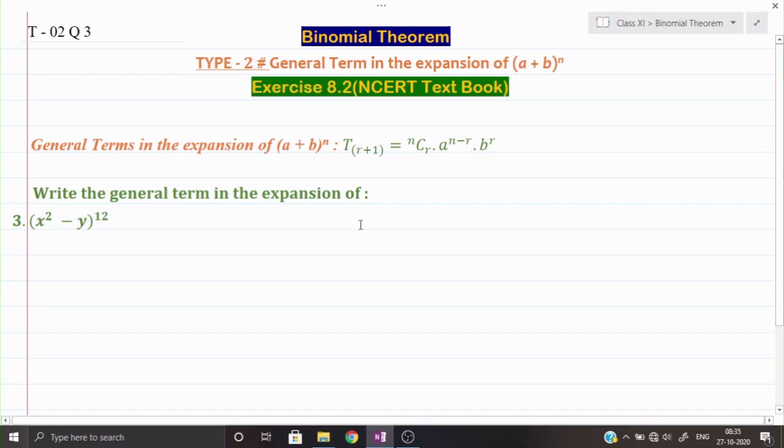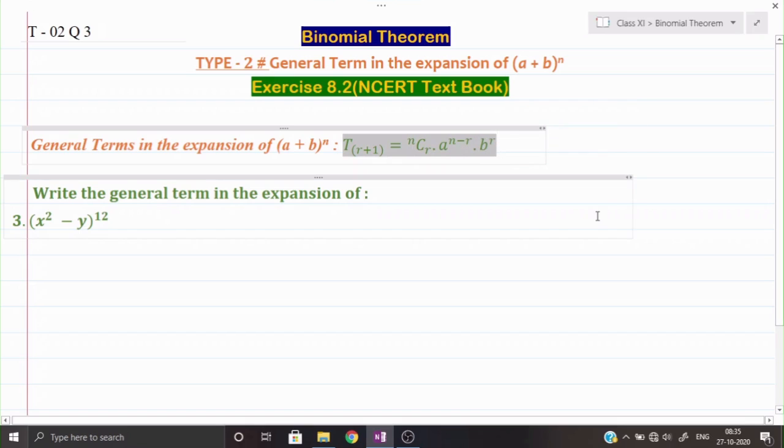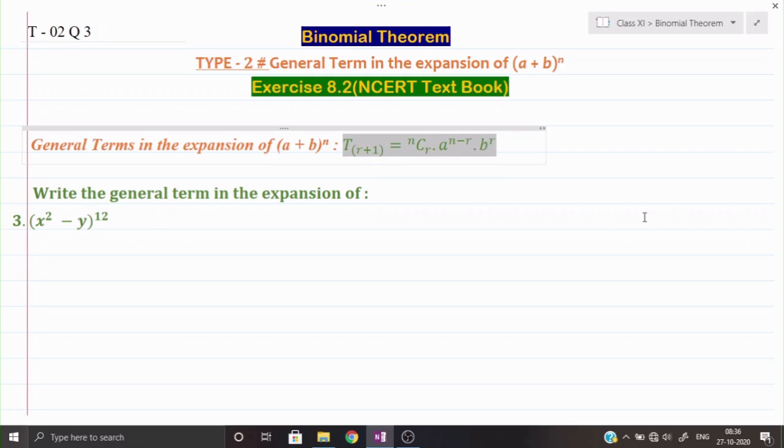You can see this formula. I will highlight it for you. This formula, you see: TR plus 1 is equal to NCR into A to the power of N minus R into B to the power of R. A and B are very clear to you, the first and second term in the expansion. N will be the total number of terms, and here the new term that is going to increase is R. R means which number of term you need to find out.